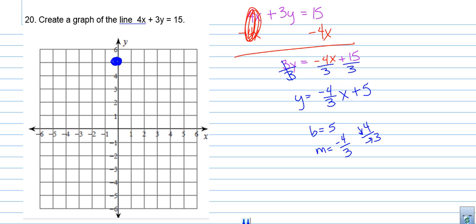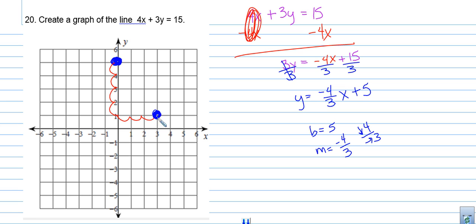So let's do that in red. Down 4: 1, 2, 3, 4. So it's 4 blocks down. And 3 blocks right: 1, 2, 3. And we'll make our new point right here.